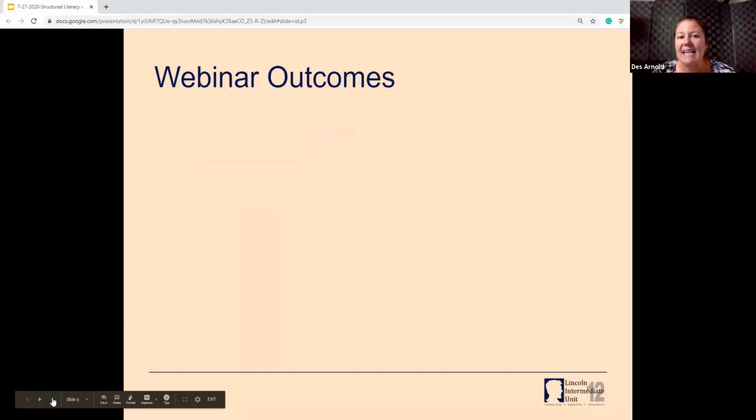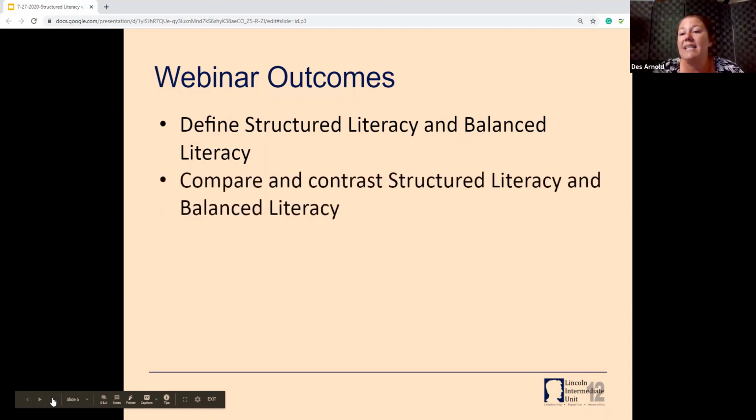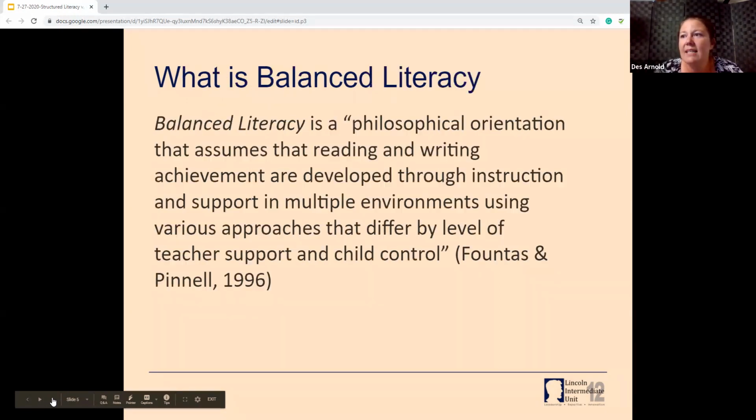Let's dive into today's content. We are going to define structured literacy and balanced literacy. We are going to compare and contrast the two. We're going to examine some reading and brain research and how it's applicable to structured literacy and balanced literacy.